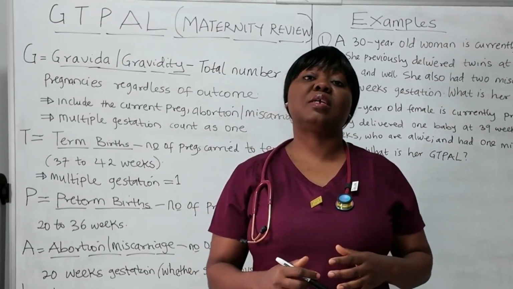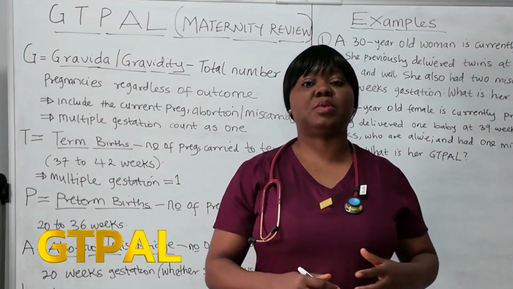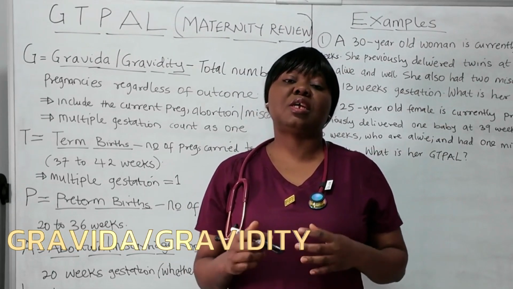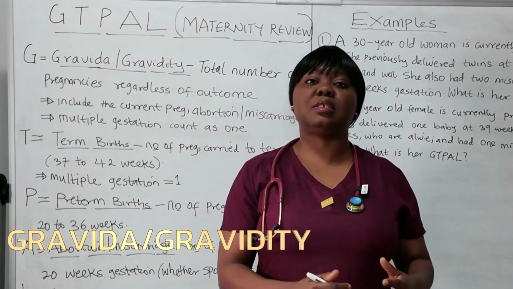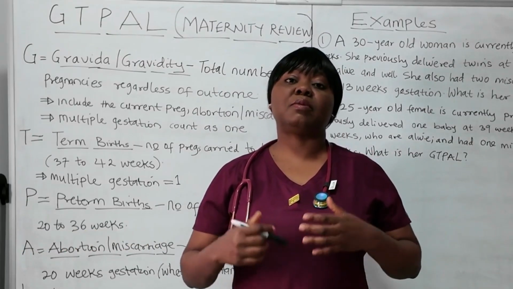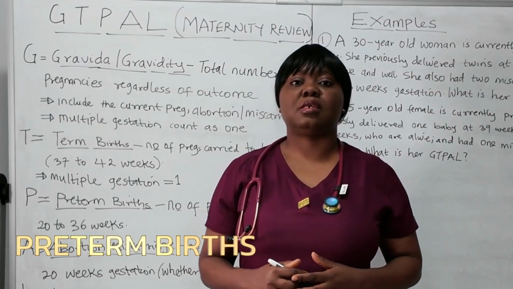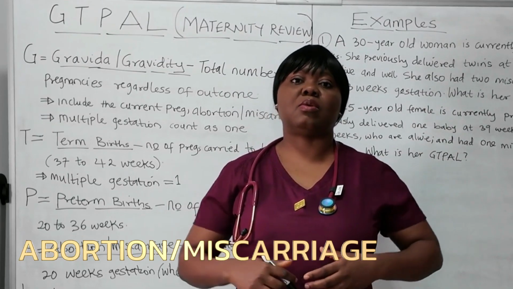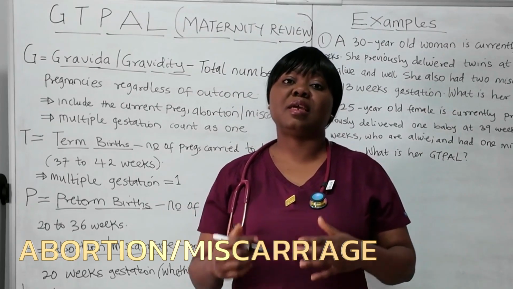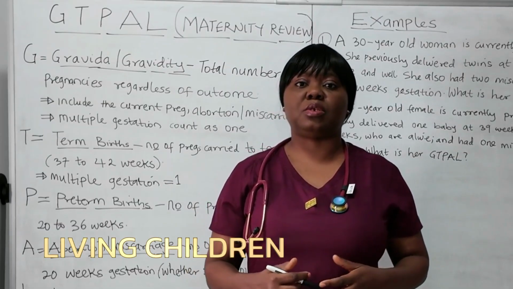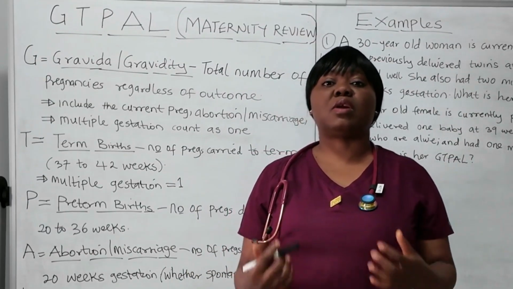Now first, let's look at the full meaning of GTPAL because it's an acronym. The G stands for Gravida or gravidity. The T stands for term birth. The P stands for preterm birth. The A is for abortion, or we can say miscarriage. And then the L is for living children. First, the Gravida or gravidity.